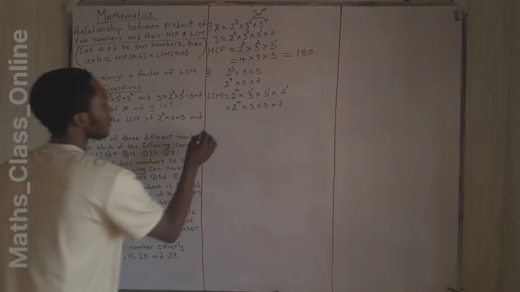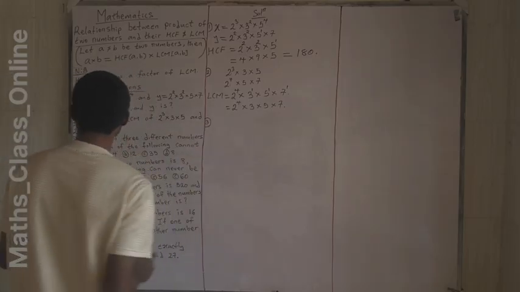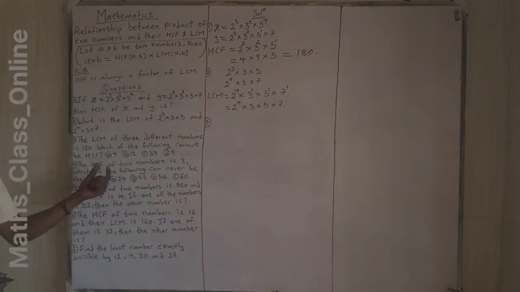Example 3. The LCM of 3 different numbers is 120.